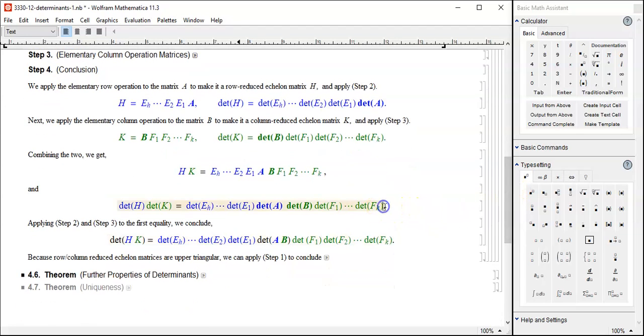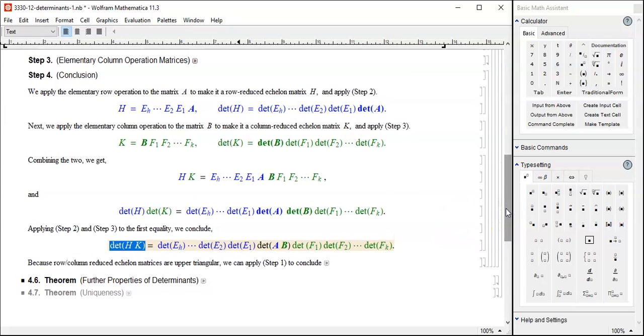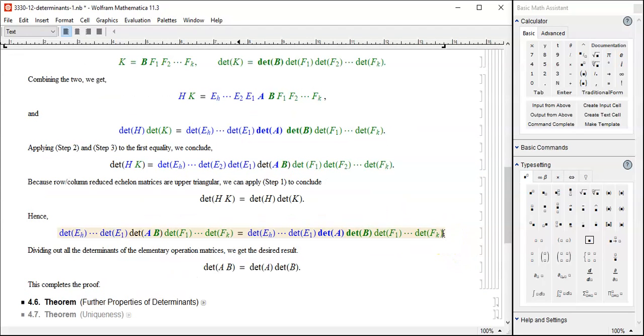Finally, we're going to compare these two. The determinant of H times the determinant of K is equal to the determinant of H times K because of step 1. We are talking about row and column reduced echelon matrices. Those are upper triangular, so these two are the same. So we have this equality, setting these two equal. Now, do we have some cancellation? Oh yes, all these blue cancel each other out, and all this green cancels each other out. And we get what we want.